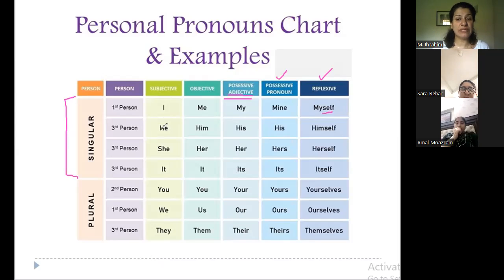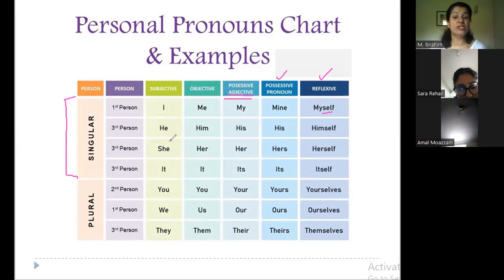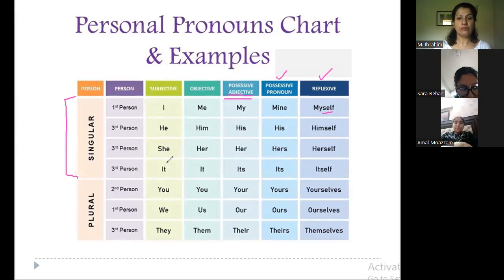Third person: he, she, it. These are the three that we use. He for the masculine, which is males, she for the feminine, which is females, and it for non-living things or animals. He came to school. You will help him. This book is his, or this is his book. He did his work himself.